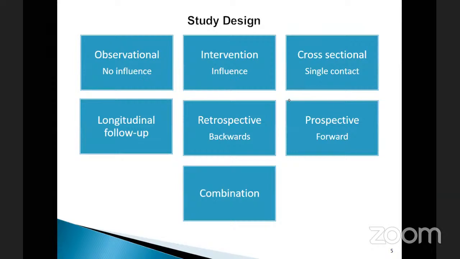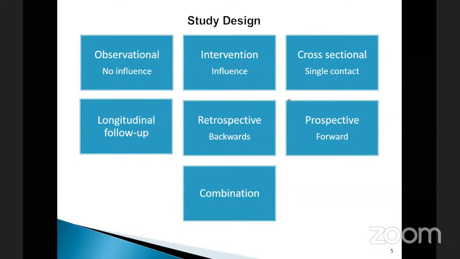So if you look at this summary, we say it can be observational, no influence. You don't influence the system. You just observe things the way they are and report. Intervention is when you make effort to influence the outcome.